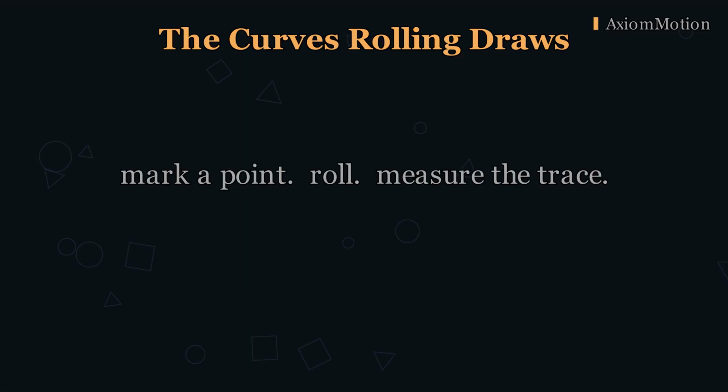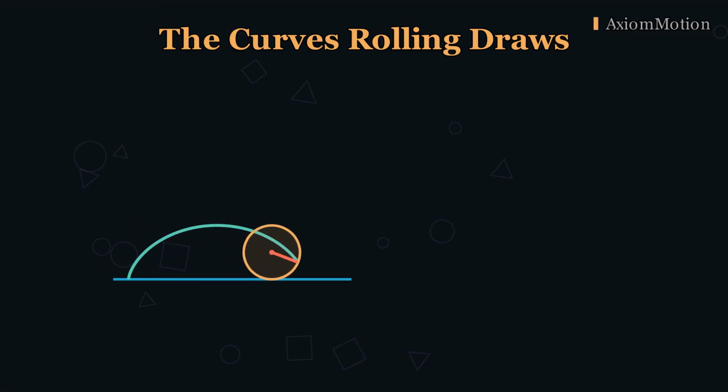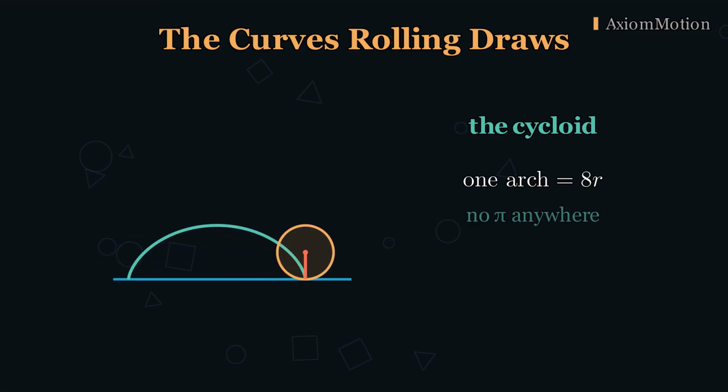Before the finale, rolling circles have one more gift for us. The curves that marked points trace out, and their astonishing lengths. A wheel rolling down a straight road traces the cycloid. One arch looks like it should have a messy transcendental length. Its exact length is 8r, no pi anywhere.